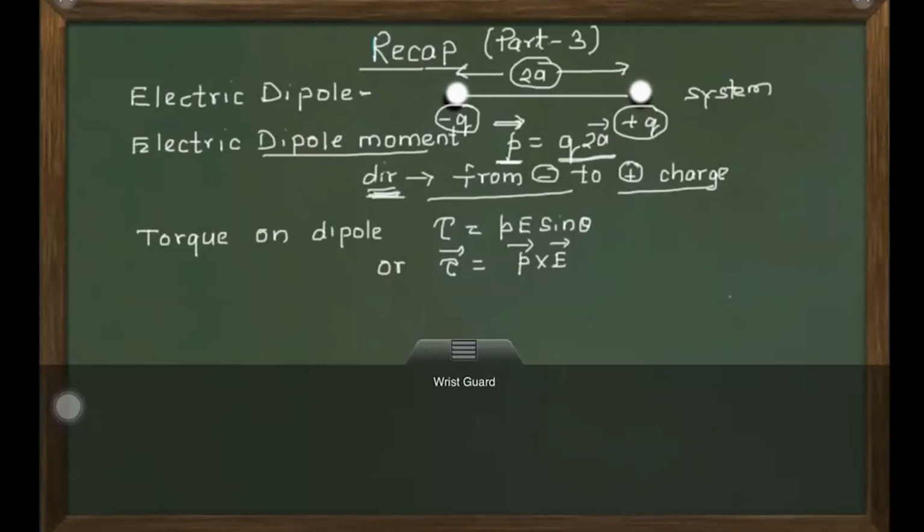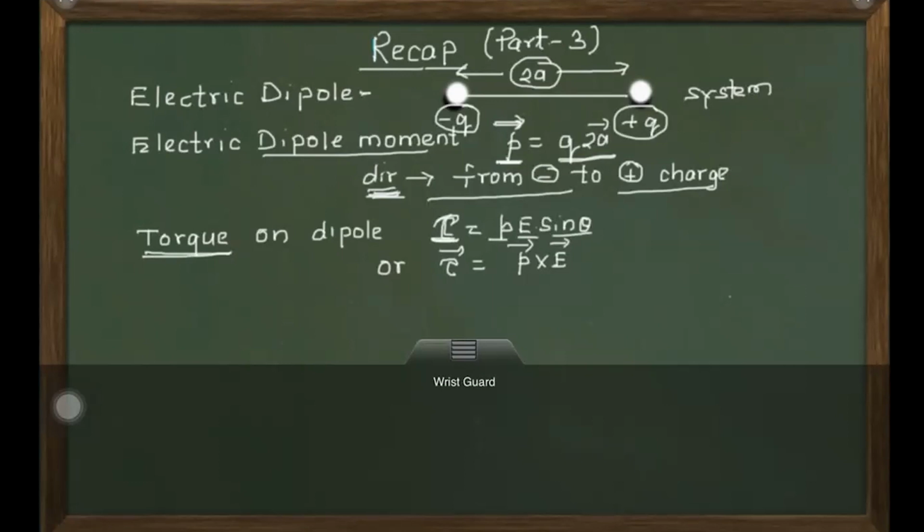Now, when we put this electric dipole in an electric field, it will experience a torque. It means it will rotate, and the torque experienced by it is tau is equal to P E sine theta, where P is the dipole moment, E is the electric field, and theta is the angle between vector P and vector E.